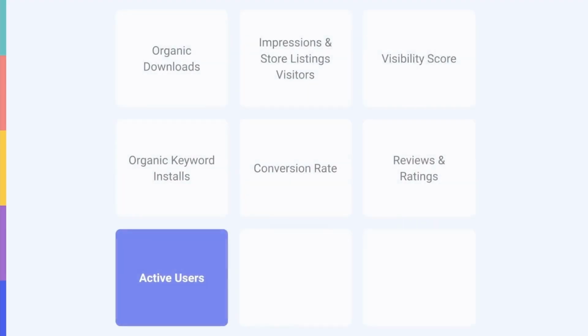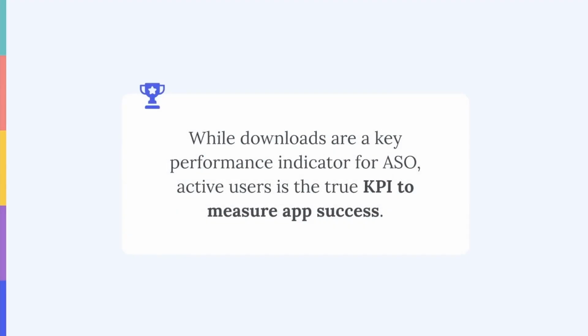Metric number 7 to track is active users. While downloads are a key performance indicator for ASO, active users is the true KPI to measure your app's success. There's no doubt that users who play more and engage with the app for a longer time are more valuable than those who just try it and leave. Therefore, active users is an important KPI to effectively measure the impact of any acquisition strategy.